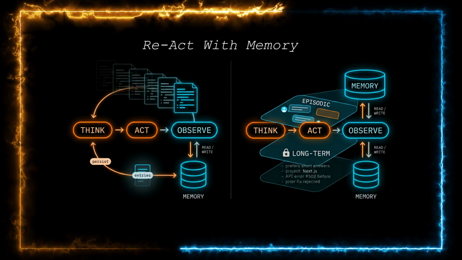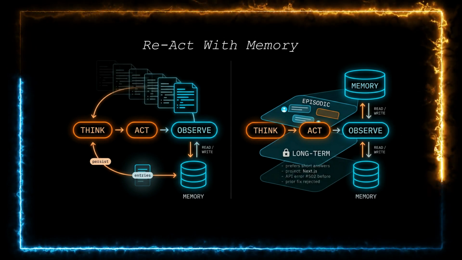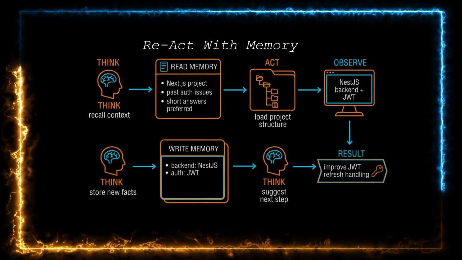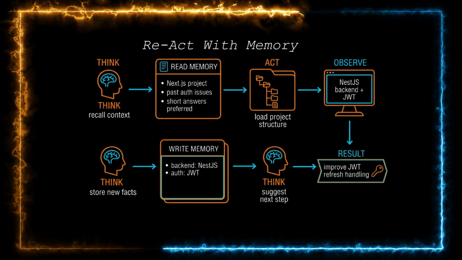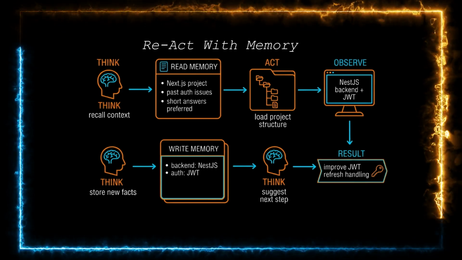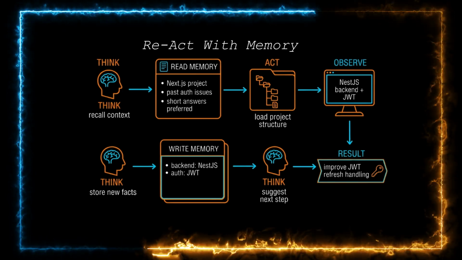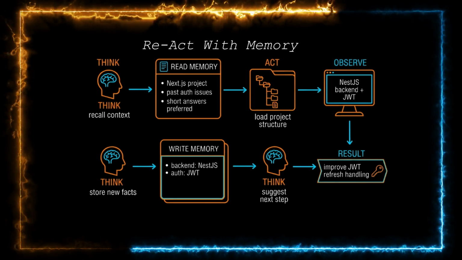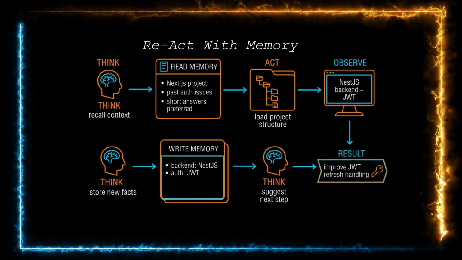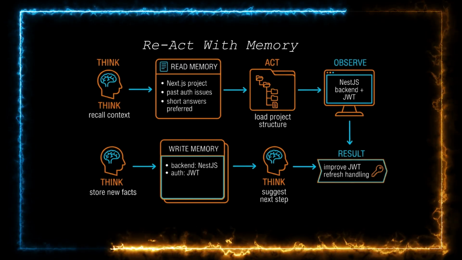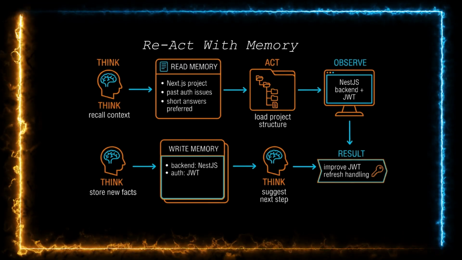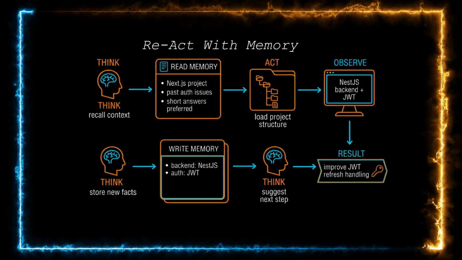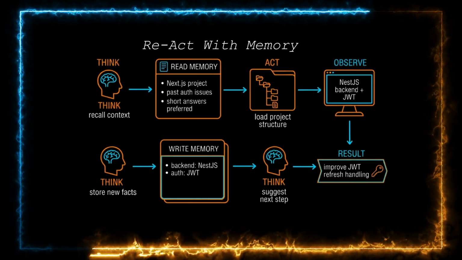Use memory when the agent needs continuity across steps, sessions, or users. Example: help me continue my API project. Think, I should check if I already know anything about this project. Read memory. Project uses Next.js. API previously had auth issues. User prefers short, clear answers. Act, load project structure. Observe, found Nest.js backend with JWT auth.